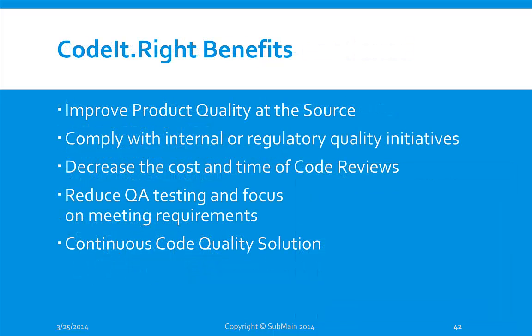The benefits are, of course, improving the quality while you're coding. As we saw in the diagram before, as you're fixing things, it's costing a lot even at the coding stage. Decrease the time of code reviews. If you're doing code reviews, which I hope you're doing, if you use CodeIt.Right, then your code reviews will be much, much faster. Reduce QA testing, of course, is a big one. And you also always want to do quality solutions, and CodeIt.Right will help you with that.